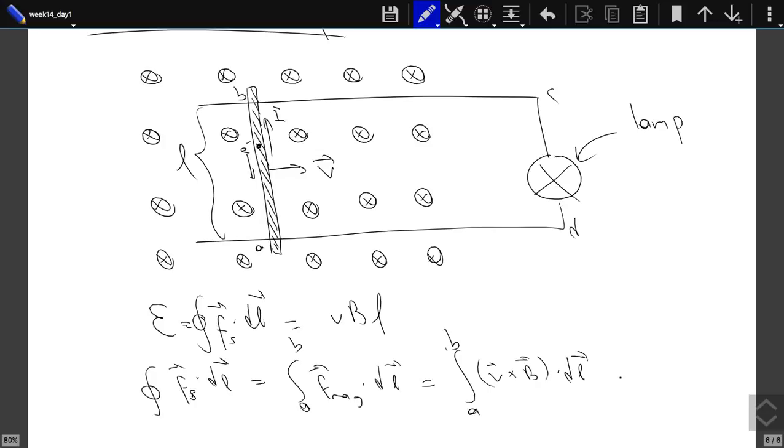V and B are both perpendicular to each other. Assuming they are constant along the rod, this is equal to vB times L. What is doing the work? Obviously not. It's not the magnetic field that is doing the work.